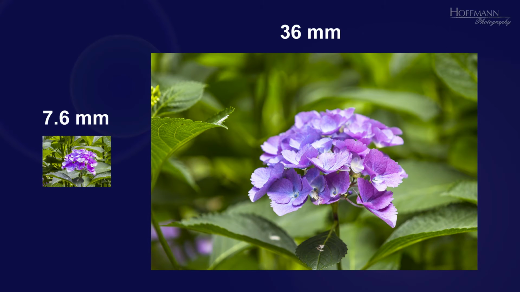Here is the scale comparison of the sensor sizes. On the left, the point-and-shoot with its tiny sensor. On the right, the full-frame camera. The difference is the magnification of the object, the flower in this case.